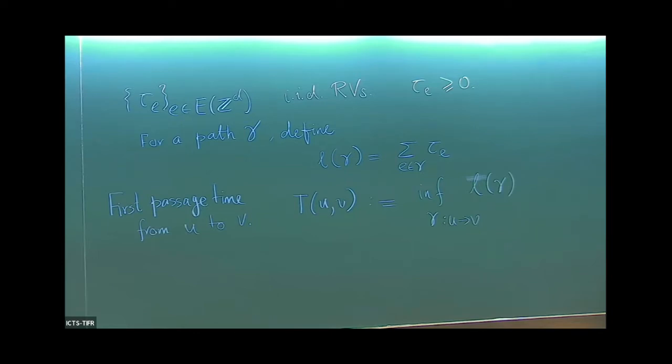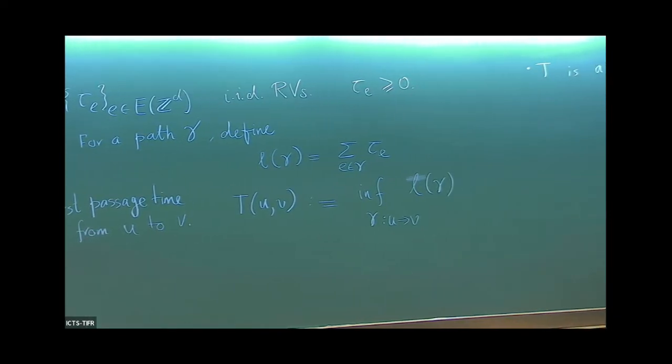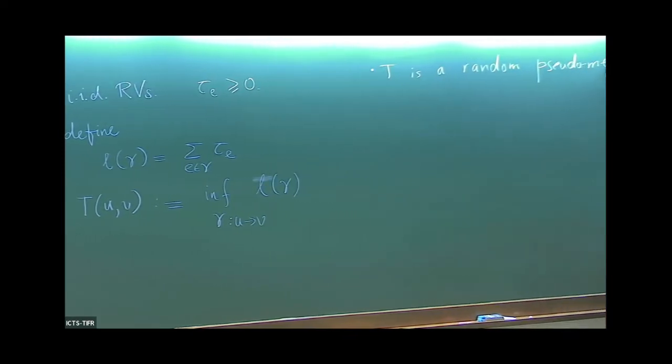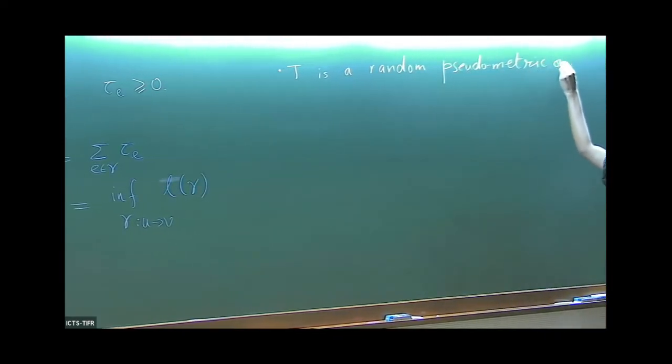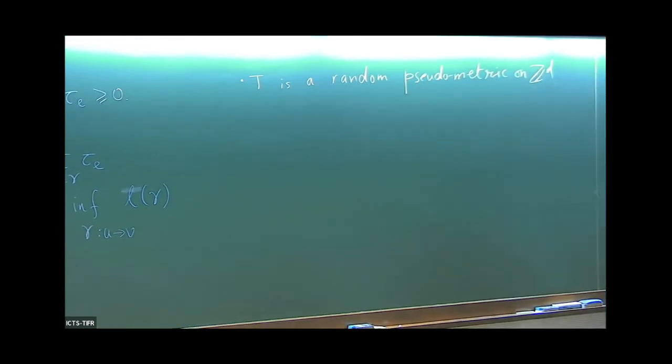Okay, so a few observations. T is random. This is easy to see because I'm simply taking a minimum over paths. It satisfies all the properties of a pseudometric. The reason it's not a metric is because we are allowing tau_e to be equal to 0. So it's possible that there are two distinct vertices the first passage time between whom is 0. So it's not a metric a priori, but it's a pseudometric.